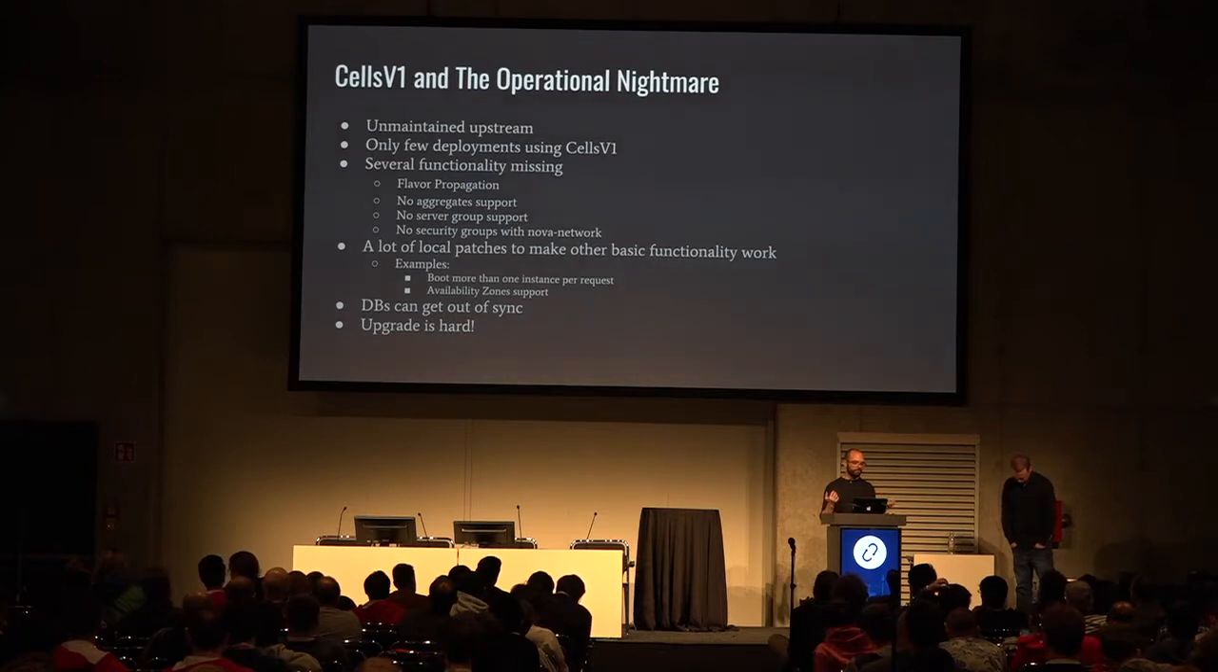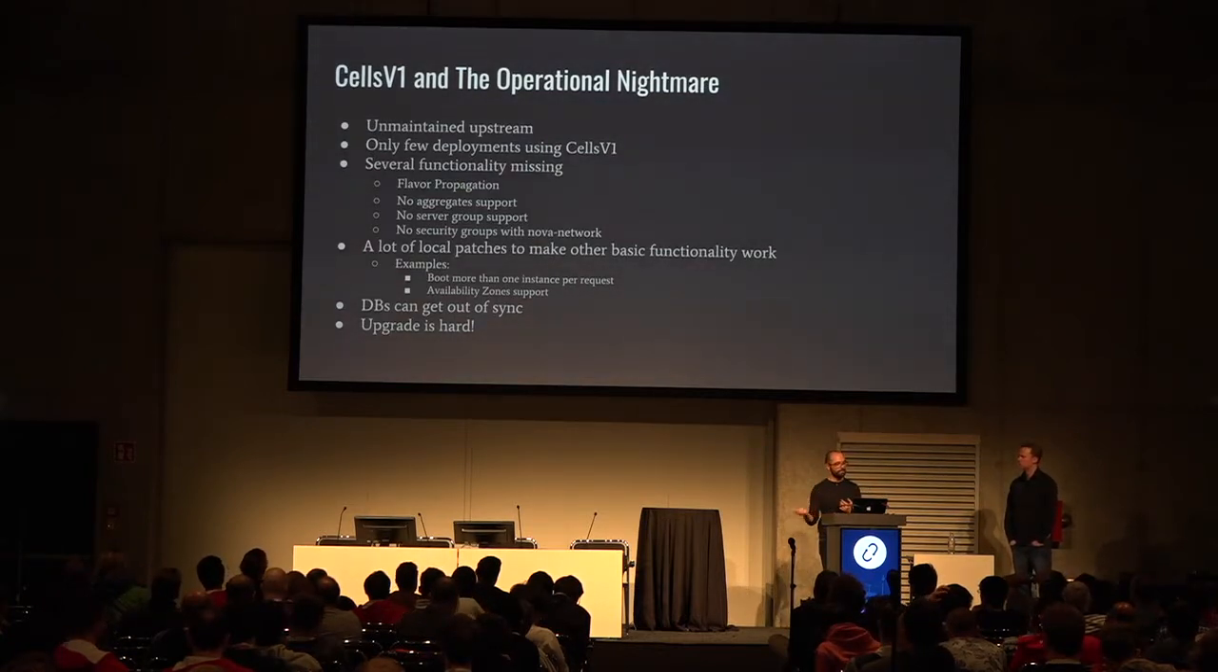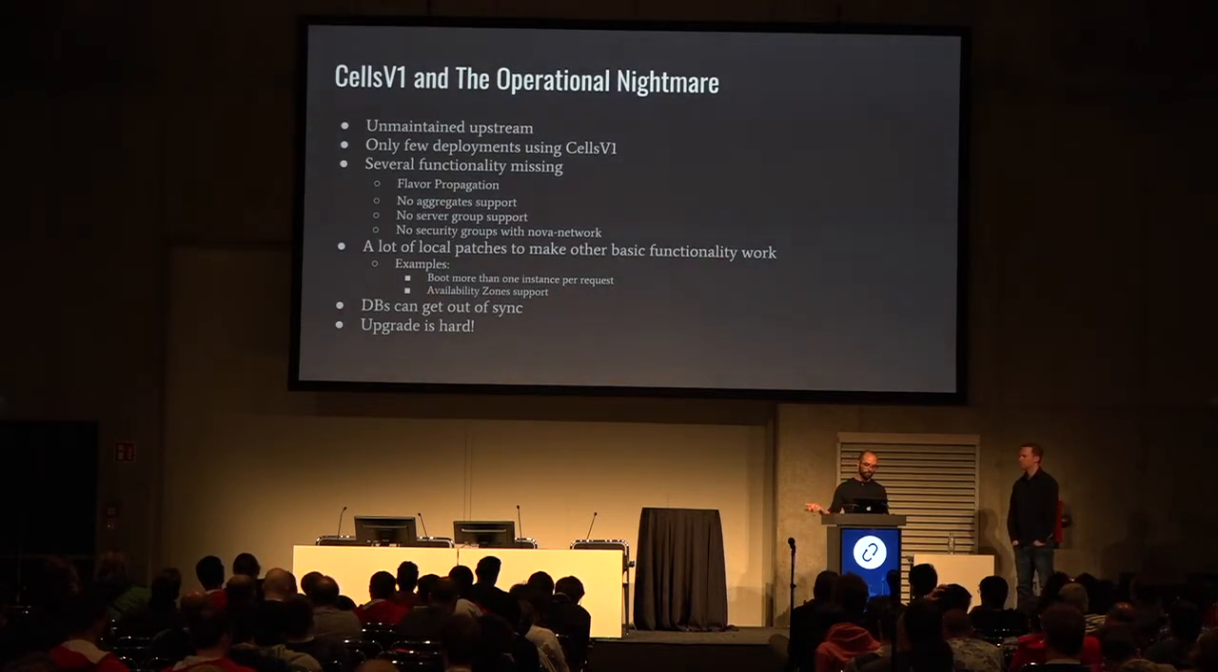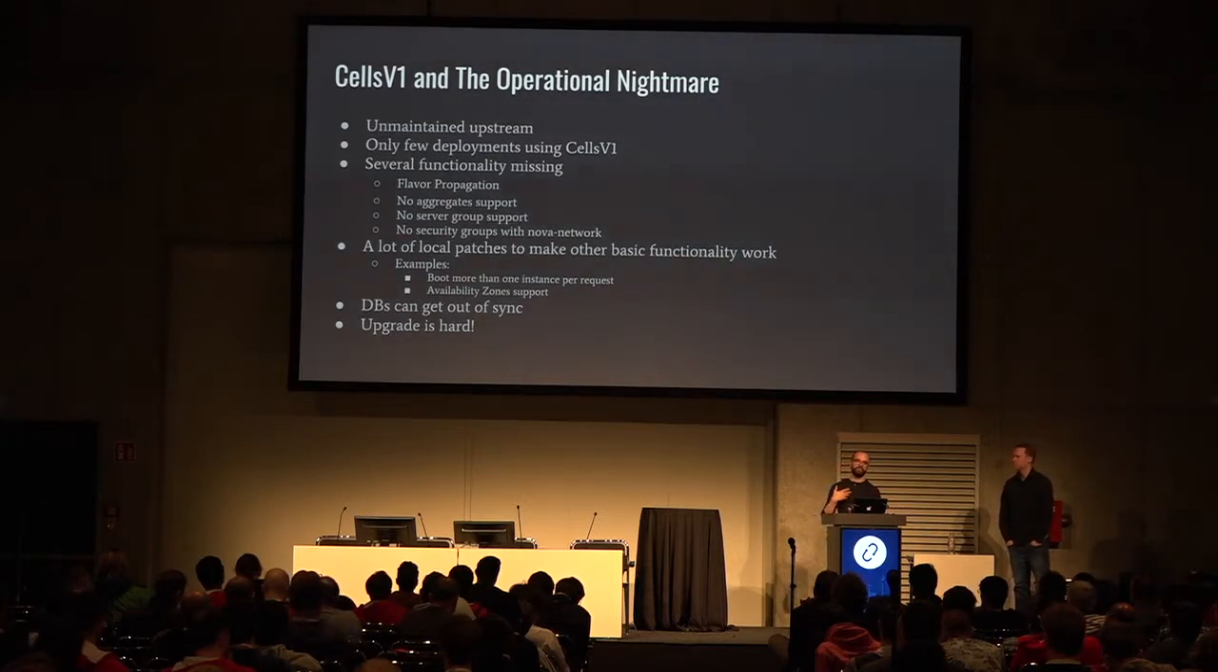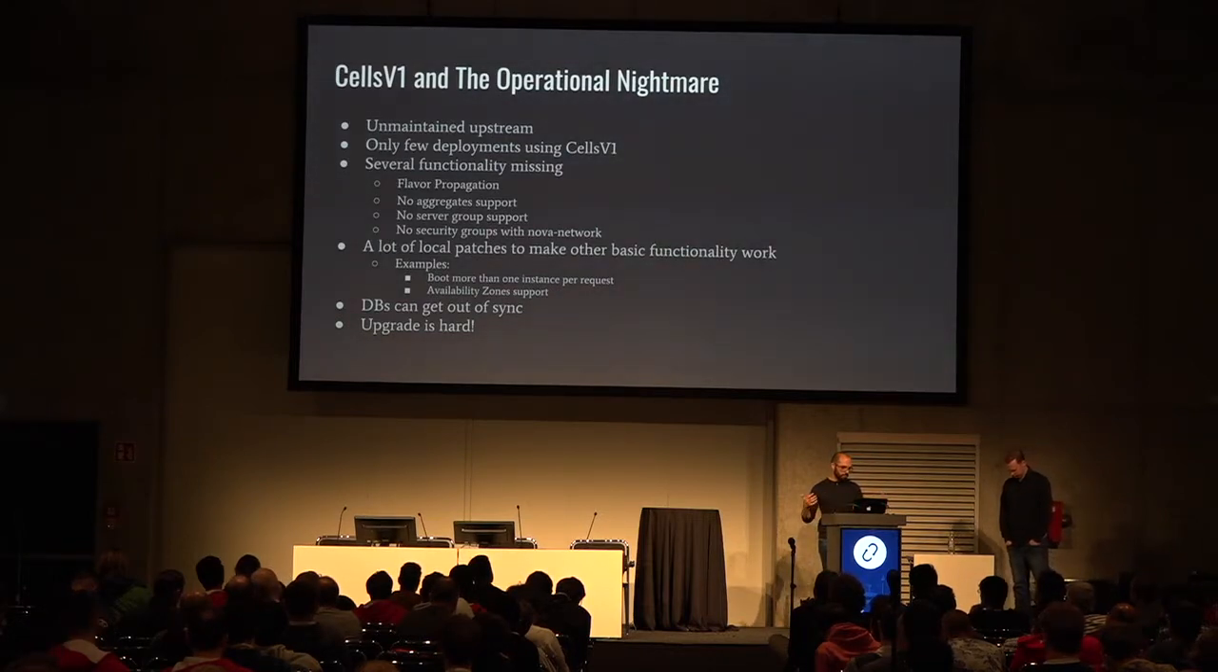Also, there was a lot of functionality that was missing. Simple things like aggregate support, server groups, security groups if you're running Nova Network. All of that was not available if you're using CellsV1. So what these deployments that were using cells started to do was to apply patches, basically, to have this functionality. And we started having different patches to solve the different problems.